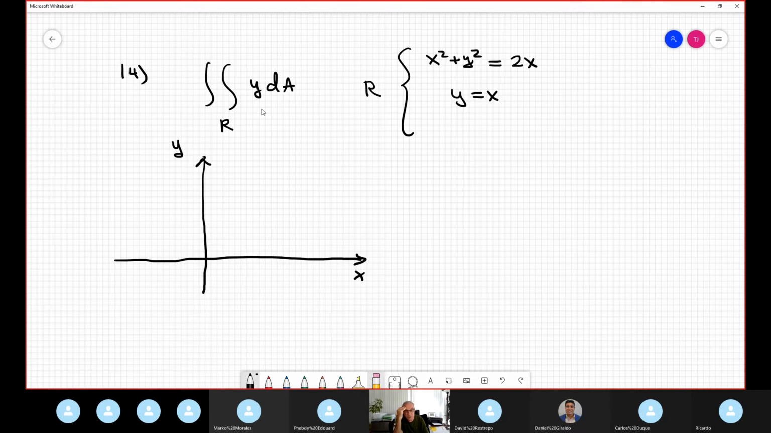The integral function is y, and the region is defined by this, which is the thing I want to do now. So this I did before. This curve is a circle, where the center is at (1,0) and the radius is 1. I don't want to repeat this again because it's the same. It's a coincidence in the example.